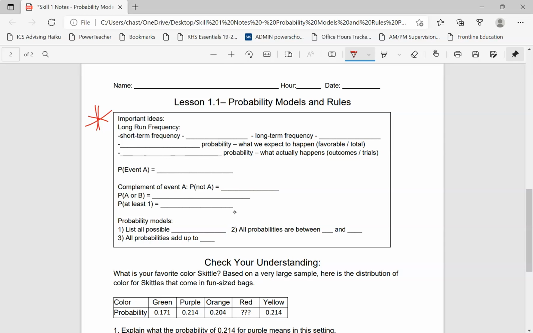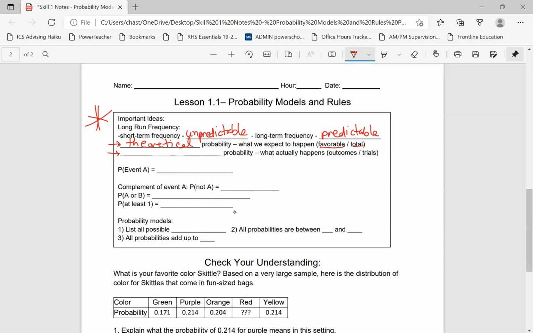So when we talk about long run frequency, short term frequency, by the way, is unpredictable or unreliable. Long term frequency is a little more predictable. These next two ideas are what I was just explaining a moment ago. So theoretical probability is what we expect to happen, and that's where you take your favorable outcomes divided by your total outcomes.